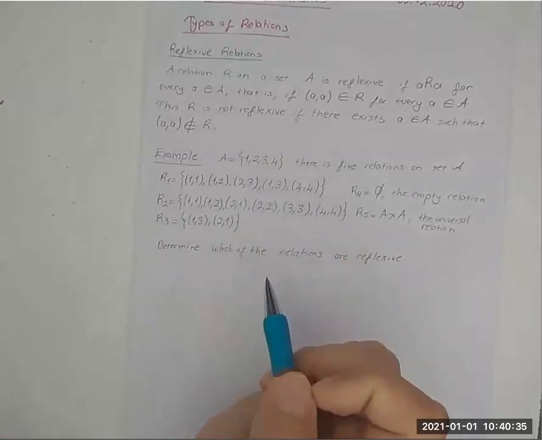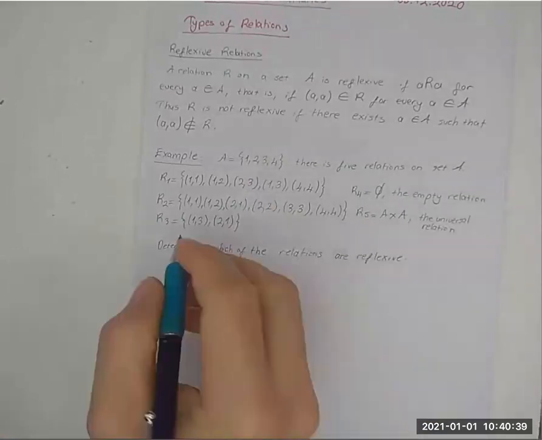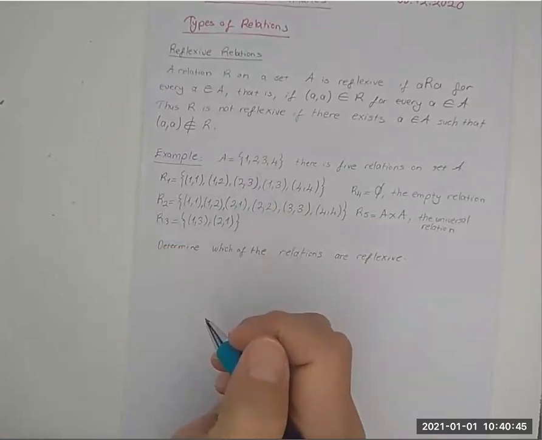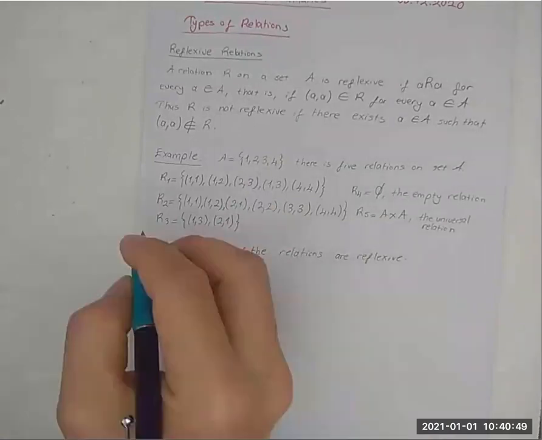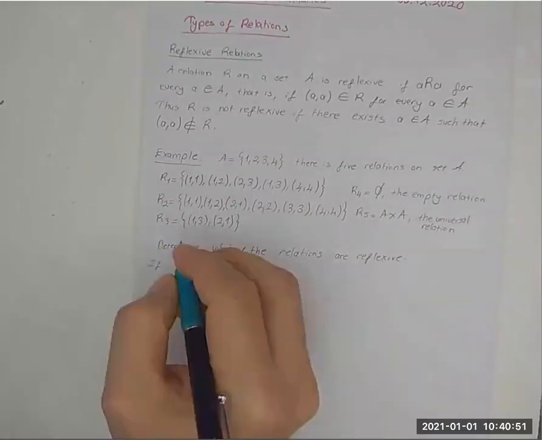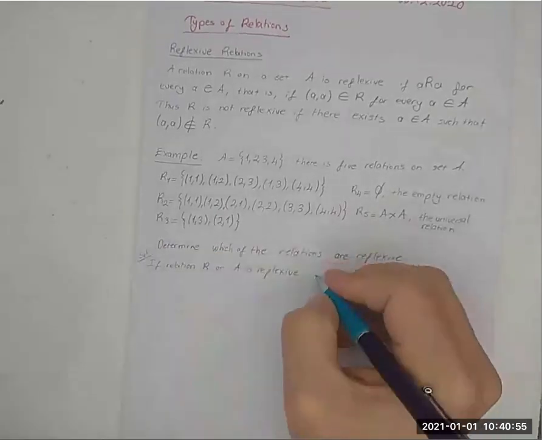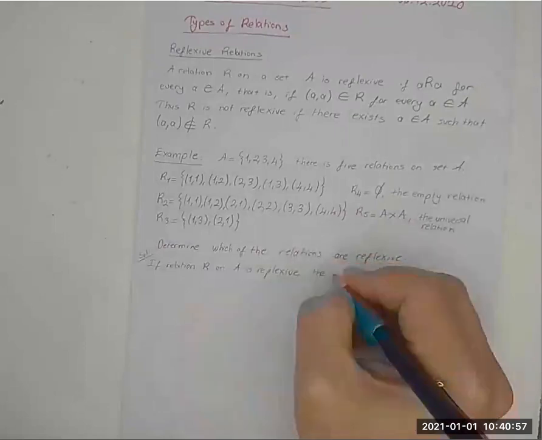So we have, as you see, for set A, (1,1) is here, but there is no (2,2), (3,3), but (4,4) is here. So R1 is not reflexive, right? Do you agree with that?